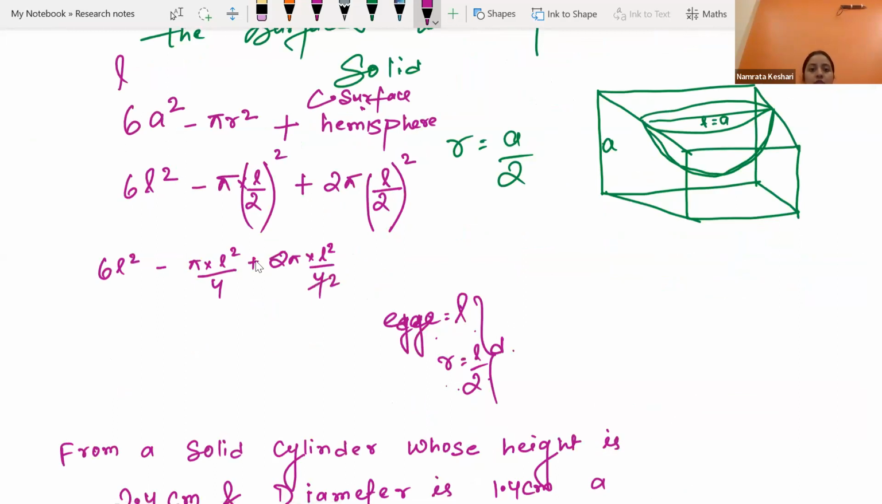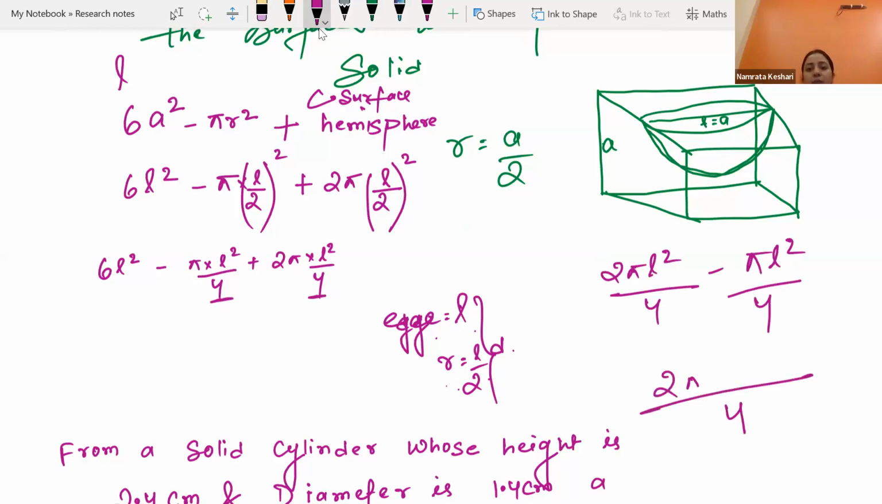Or I can keep 4 as a 4 only because I want to combine this pi with pi. And if the denominator is already the same, I don't want to disturb it. You should also not disturb. The denominator is already the same. You are basically having 2 pi L square by 4 minus pi L square by 4. That means 4 is the LCM. 2 pi L square minus pi L square. It looks like 2x minus x. So the answer will be only x. Am I making sense?